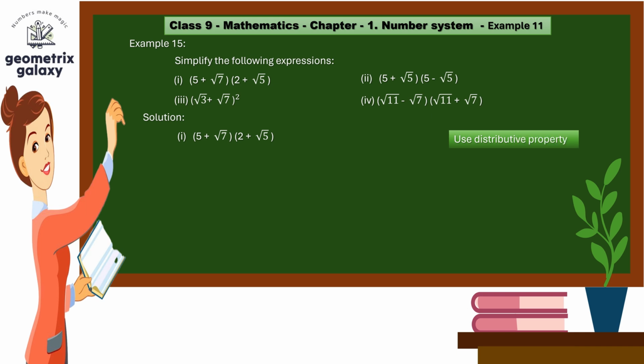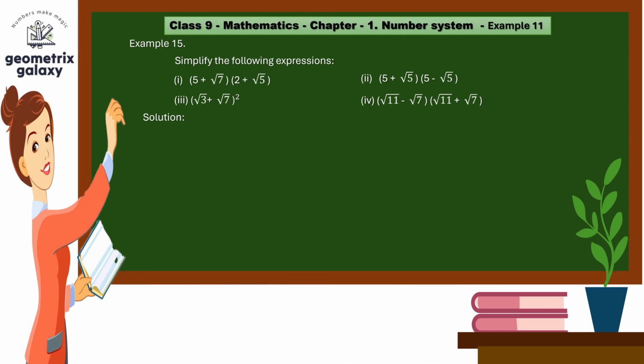Now take 5 and multiply with (2 plus root 5). Then take root 7 and multiply with (2 plus root 5). Now 5 into 2 is 10. Then 5 into root 5 is 5 root 5. Next, root 7 into 2 is 2 root 7. And root 7 into root 5 is root 35. So our final answer is 10 plus 5 root 5 plus 2 root 7 plus root 35. Further we cannot simplify, therefore this is the final answer.